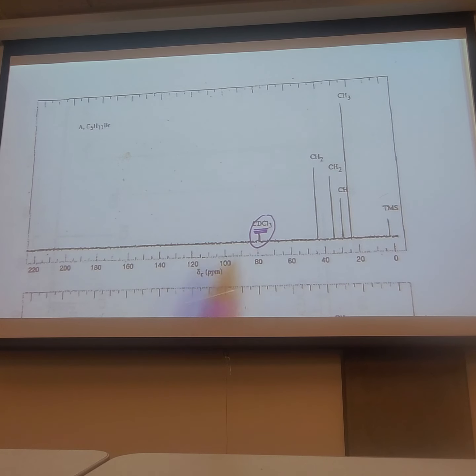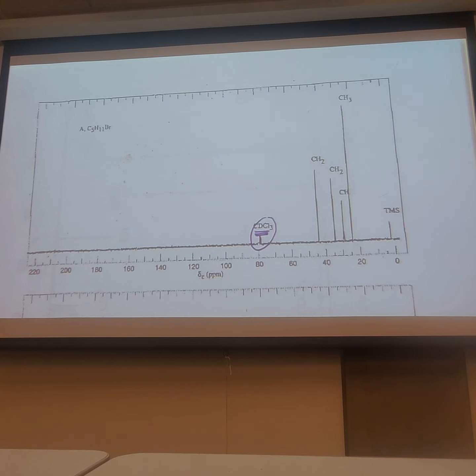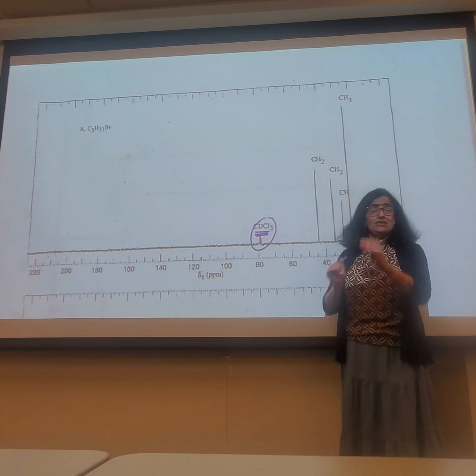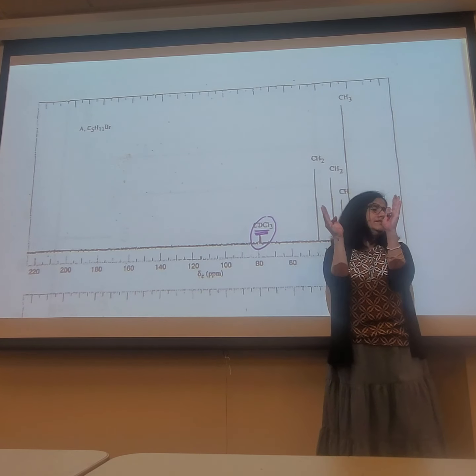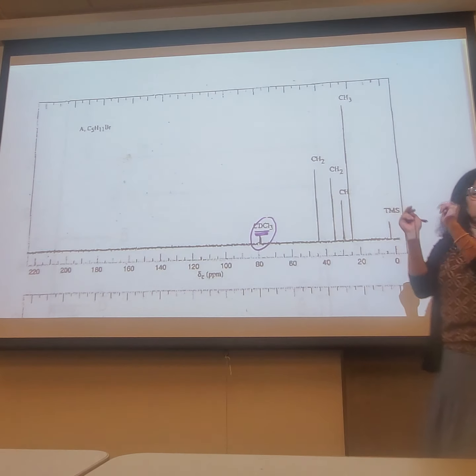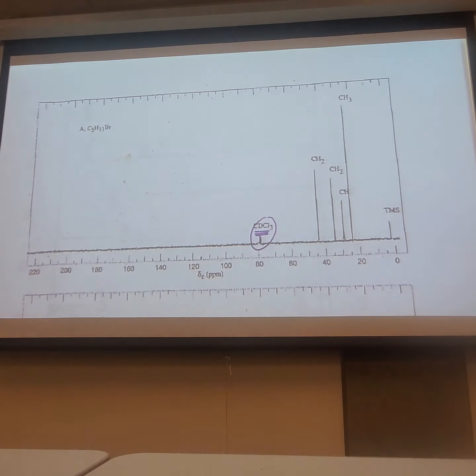In proton NMR, CDCl3 shows up at around 7.24 ppm. In C-13 NMR, CDCl3 shows up around 80 as 3 lines actually. So that's solvent, ignore it. So how many total signals do you see here? 4 signals.